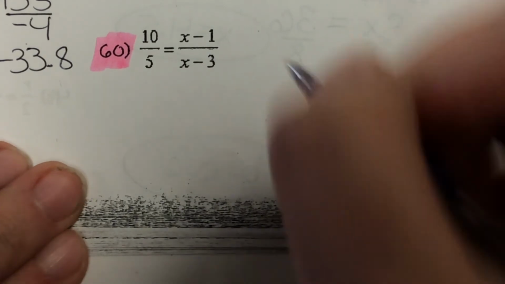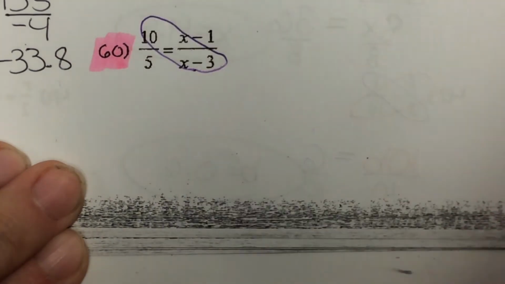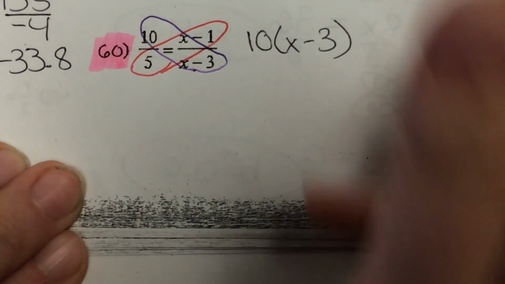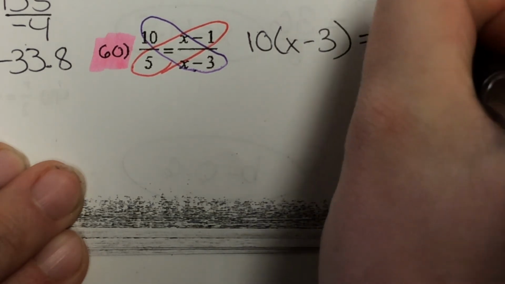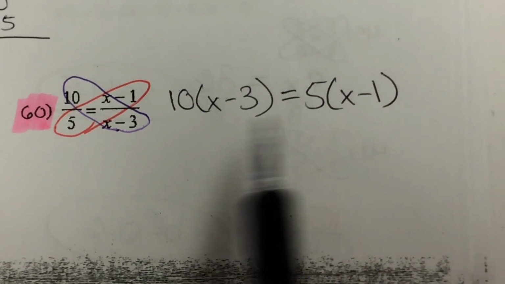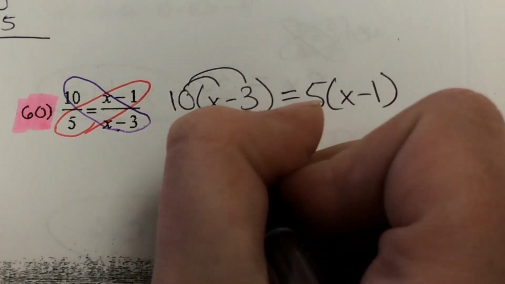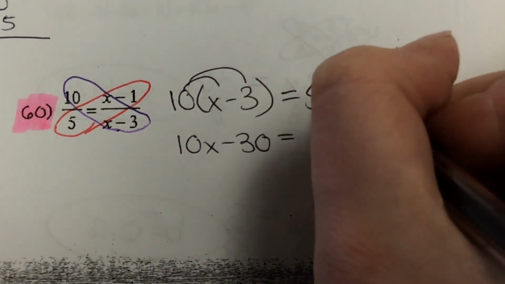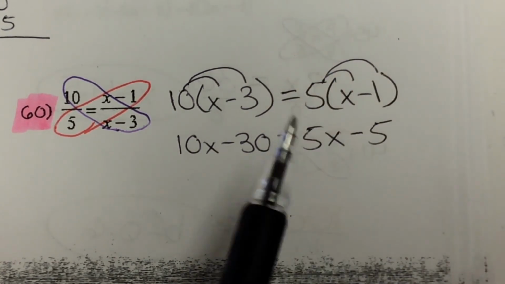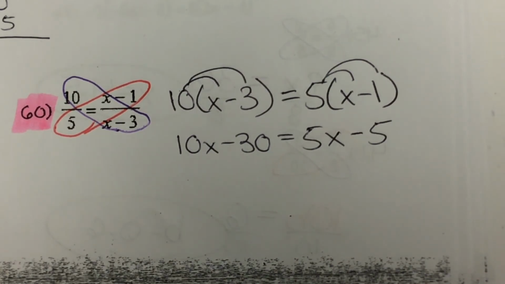Last one we're going to do, let's cross multiply. We'll have 10 times x minus 3. And then the other one equals 5 times x minus 1. So this comes out the same way the other ones did. We need to distribute twice, 10 times x and 10 times negative 3. 10x minus 30 equals 5 times x, 5 times negative 1. 5x minus 5. Please pay attention to your negatives. Some of us are losing silly points.